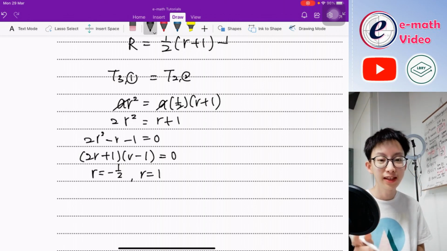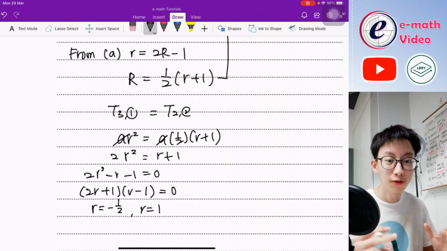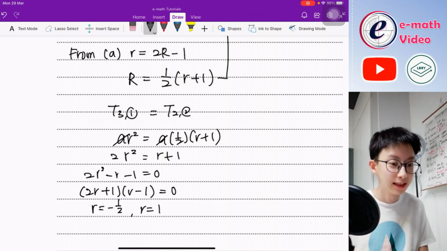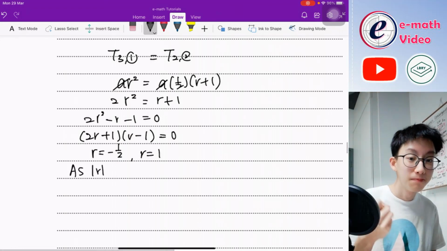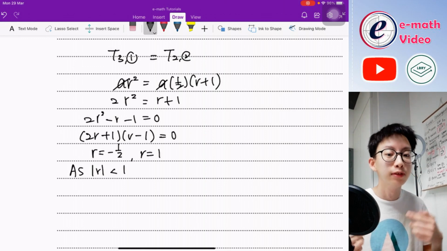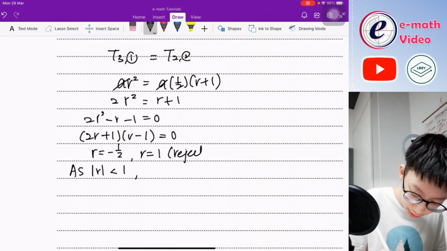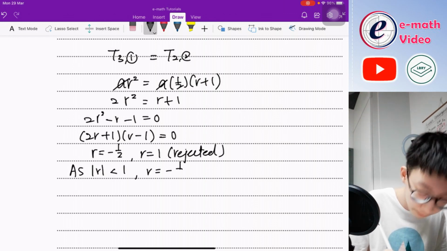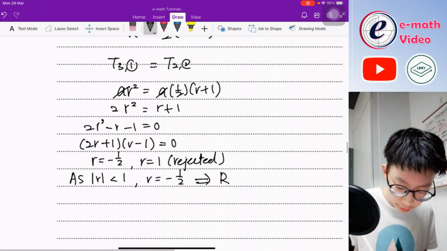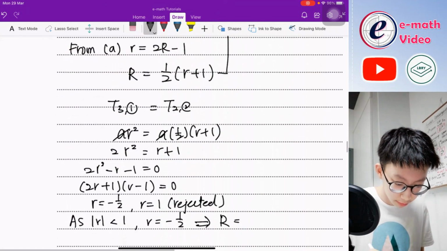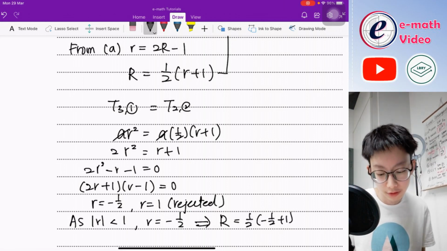Oh, so here's the thing. Because in the previous question, it told you that the sum to infinity is finite, right? It's actually converged, right? So the absolute value of r must be smaller than 1, so that what you did in part A makes sense. Therefore, r equals 1 will be rejected. So r equals negative half. And what about your big R? Your big R will just be negative half plus 1, which is actually 1 over 4.